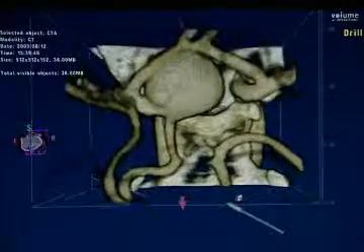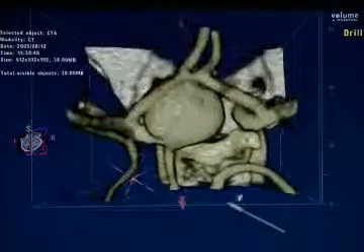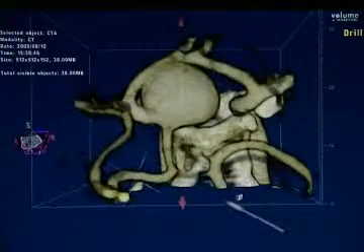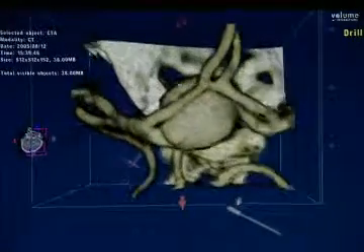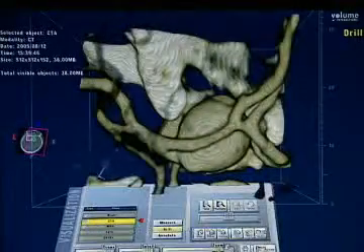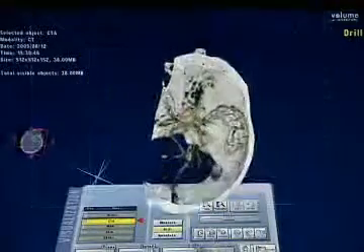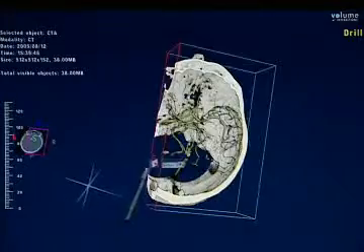Obliterating the aneurysm and reconstructing the posterior ventral wall of the aneurysm and preserving flow into the posterior communicating artery and the choroidal. That's good. That gives them a good idea.